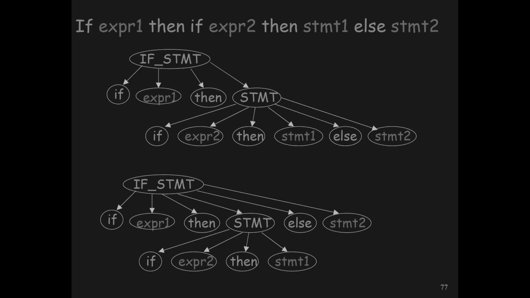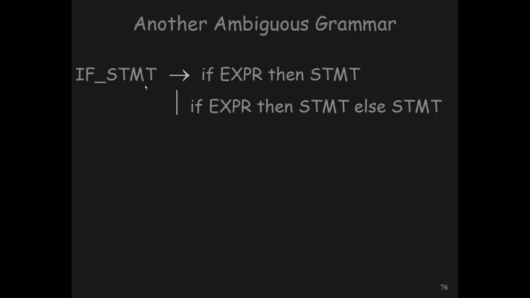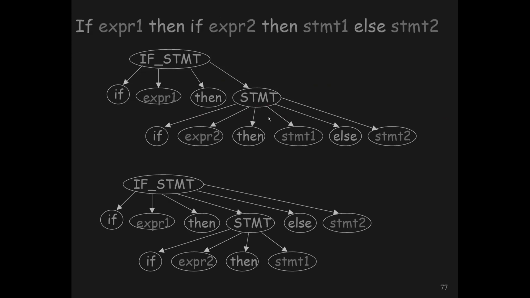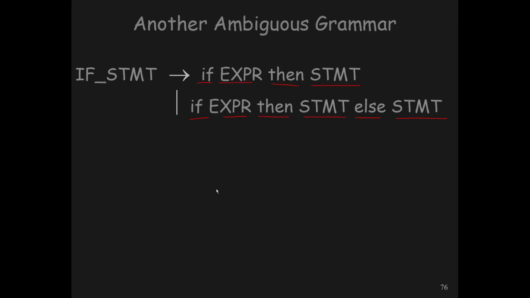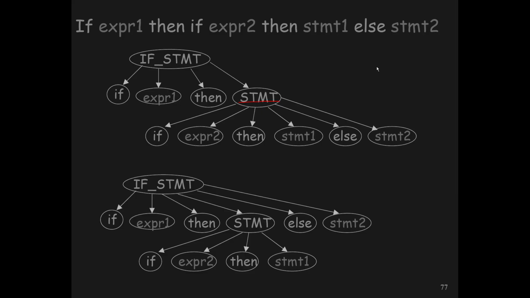Here's another example of an ambiguous grammar. If statement. So you have two choices here. If expression, then statement. Or you have if expression, then statement, else statement, right? Now, the ambiguity here arises with the statement because the statement can give you another if statement, okay? This isn't really clarified in the example, but just pretend that statement is another if statement. Statement can generate another if statement.